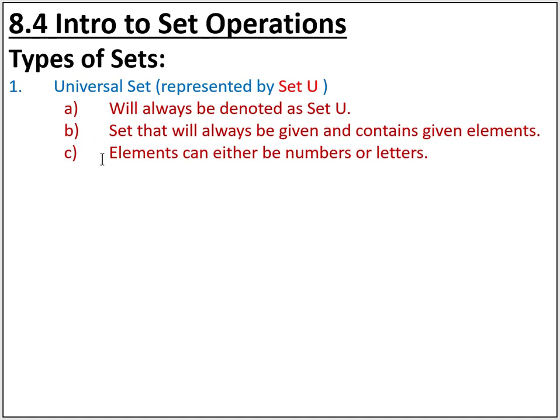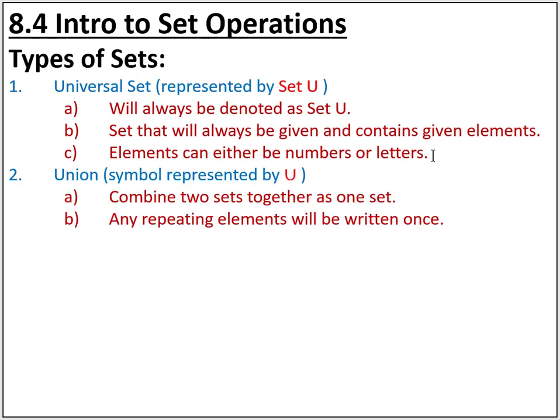So if in a problem your set U or universal set has elements that are numbers, that means that your problem will most likely have elements that are numbers. If your set U has elements that are letters, then most likely your problem will have elements that are also letters. Let's take a look at the next set, the union set.